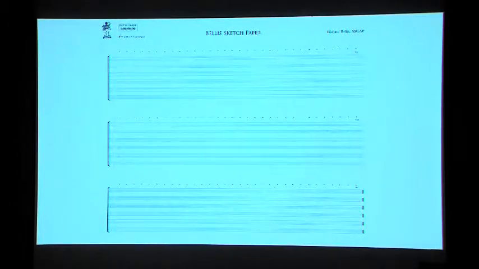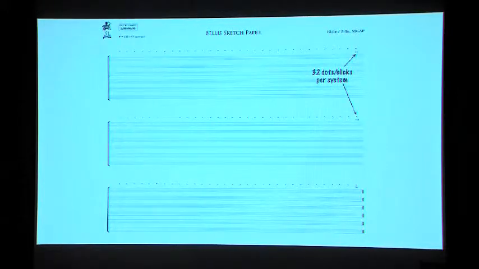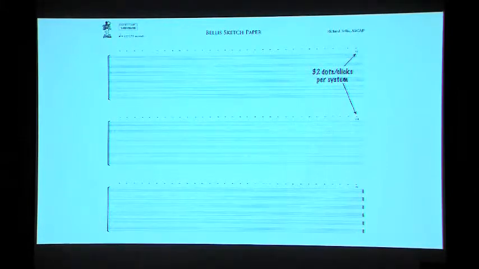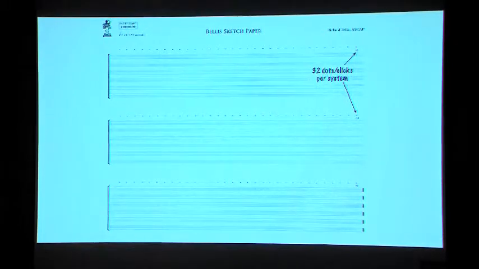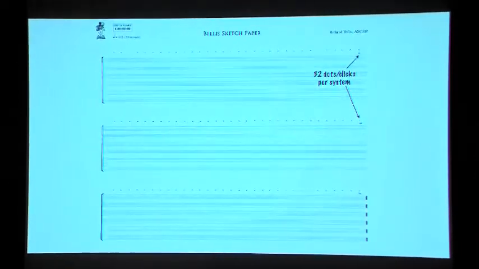Okay. This, which is not really clear because we have a little bit of a shadowing effect tonight, is my sketch paper. It consists of 3 systems of 6 staves each, 32 dots or clicks above each line. The important thing here is that there are no bar lines. When you start with paper that has bar lines already on it, the first thing you have to do is pick a time signature. And that locks you in. That's pretty time-consuming to change.